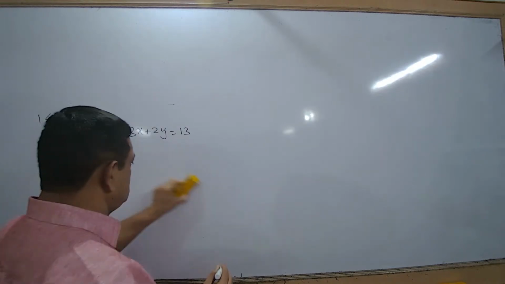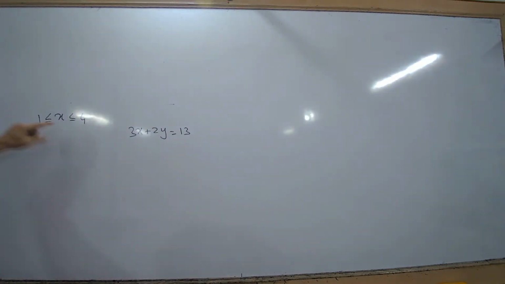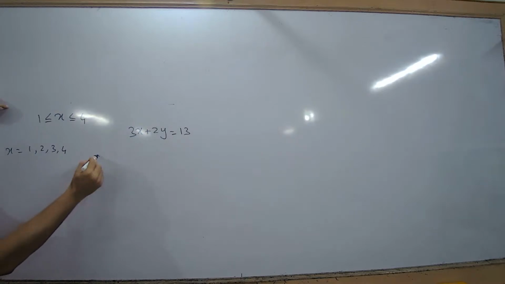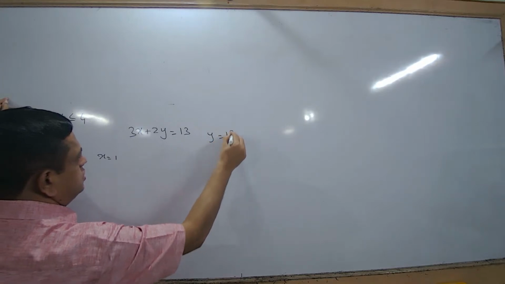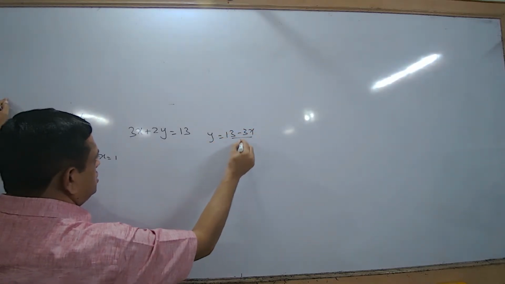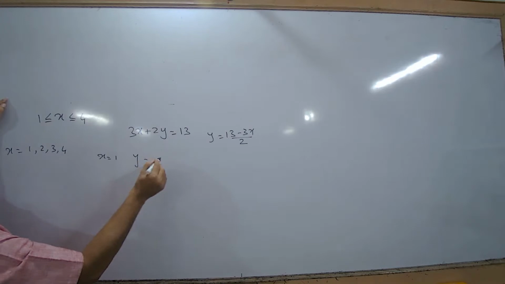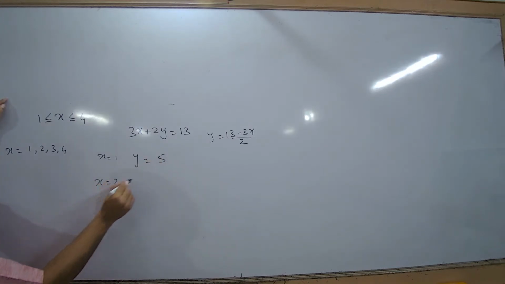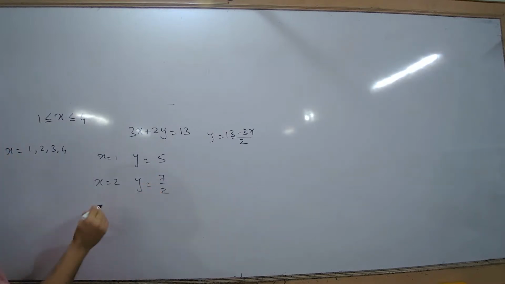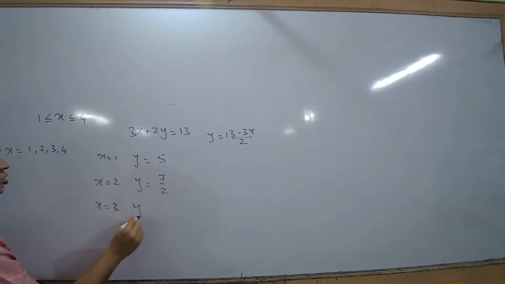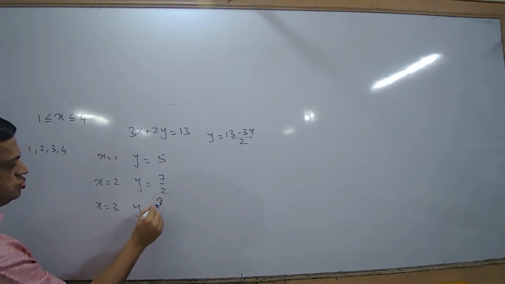If it was equal to 13, then x being a positive integer, what are the values you can take? 1, 2, 3, 4. When x is equal to 1, what is the value of y? Obviously from here y is equal to 13 minus 3x divided by 2, that is y is equal to 5. When x is equal to 2, 13 minus 6 is 7 by 2, which is not an integer. X equal to 3, y is equal to 13 minus 9, 4 by 2, that is 2.